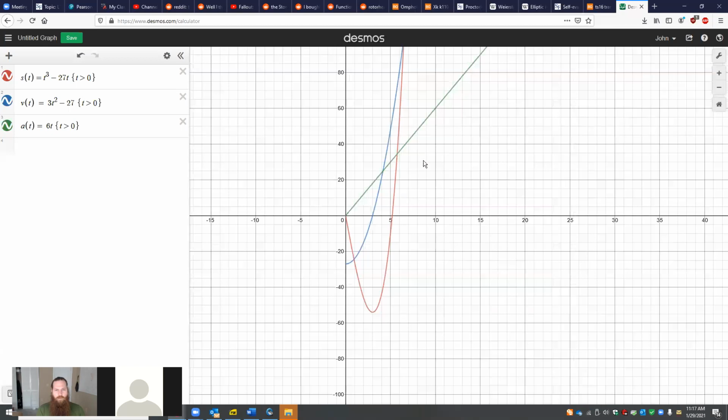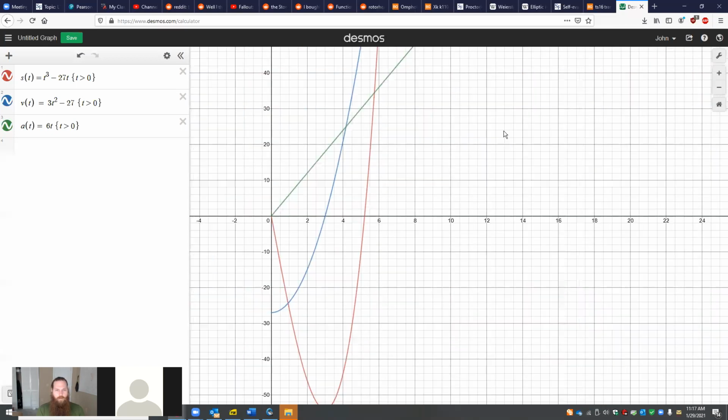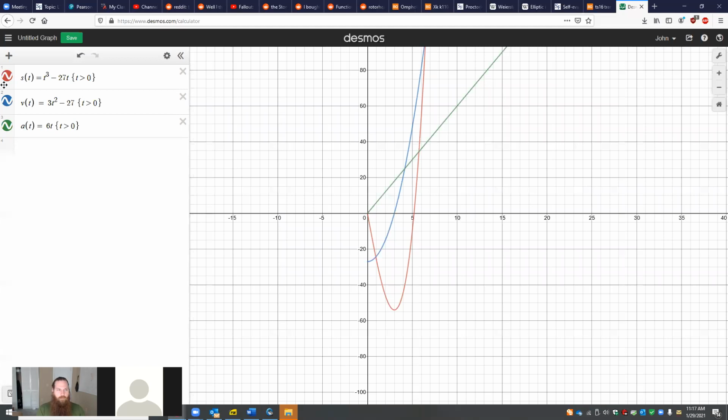So it's hard to infer a whole lot from these graphs unless you're already pretty comfortable with the concepts. But I would start by saying compare the blue and the red. Everywhere the blue is negative, the red is decreasing, right? The red decreasing means we're walking backwards. Our position is going down. We're going in the negative direction. So where the blue is negative, the red is decreasing. In other words, where my velocity is negative, my position is going backwards.